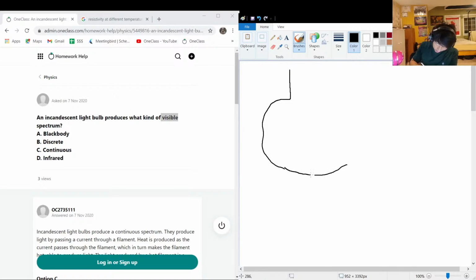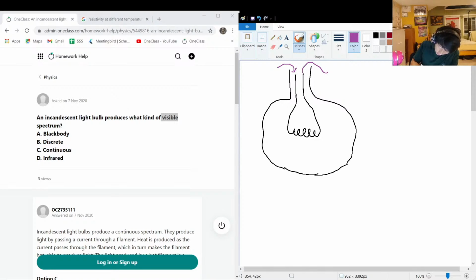So imagine this is glass. And then they have a little wire here, and this wire spins in a coil. And then electricity, let's make electricity purple. I feel like electricity feels purple. So this is going to be an electric circuit.